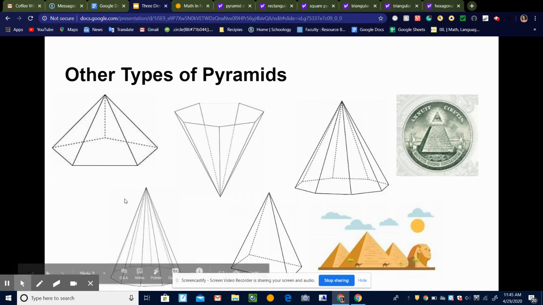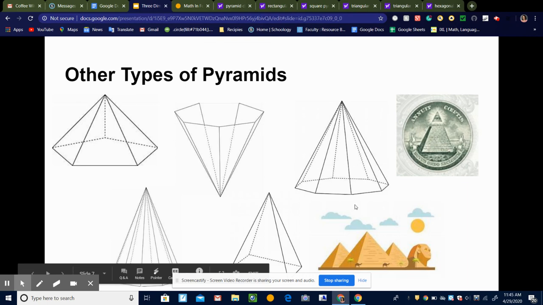But you can see here, there's all different kinds of pyramids. This would be a pentagonal pyramid because the base of it is a pentagon. This would be, let's see, 1, 2, 3, 4, 5, 6, a septagonal, I think you'd call it, because it's got seven faces, a pyramid. This would be a rectangular pyramid because it's the shape of a rectangle at the bottom.